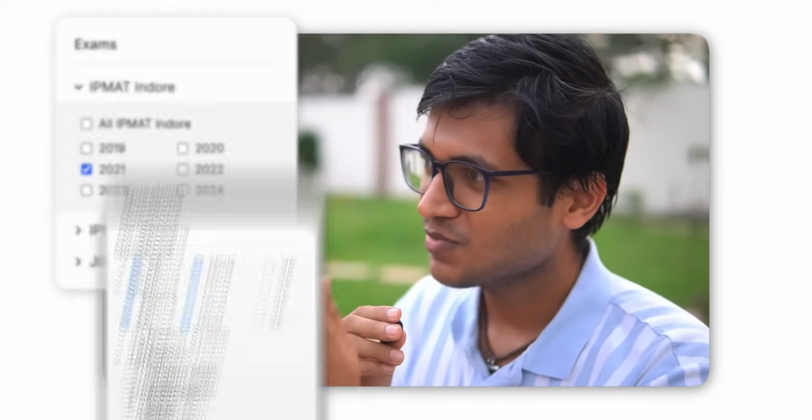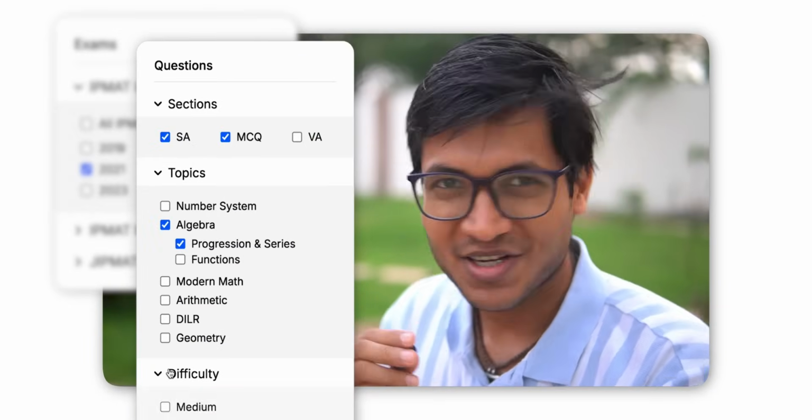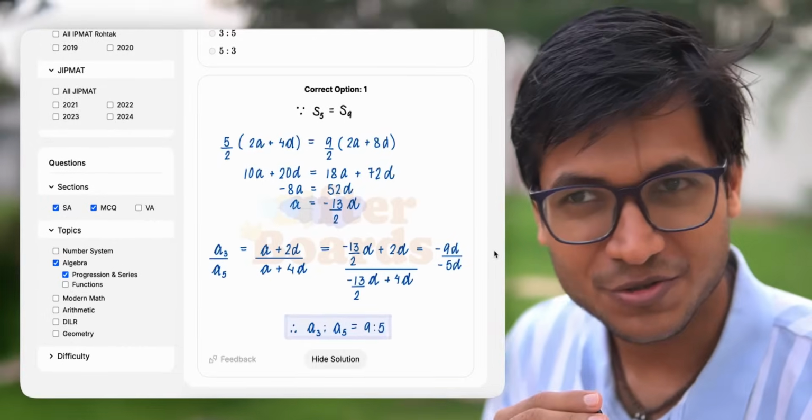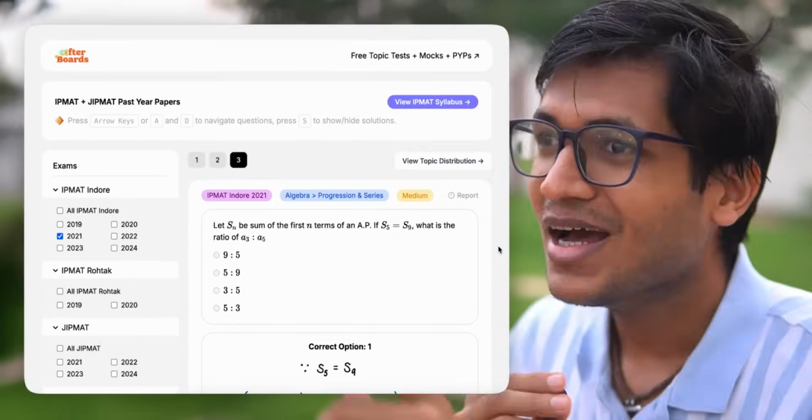We have this feature called Deep Analytics. You choose the exam, topic, subtopic, difficulty if you want to know, and you get those set of questions instantly. With really good solutions on top of it. No login required.